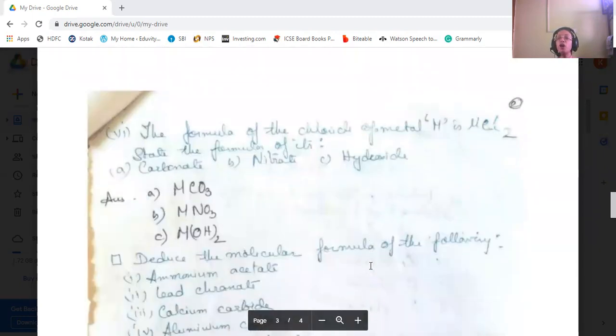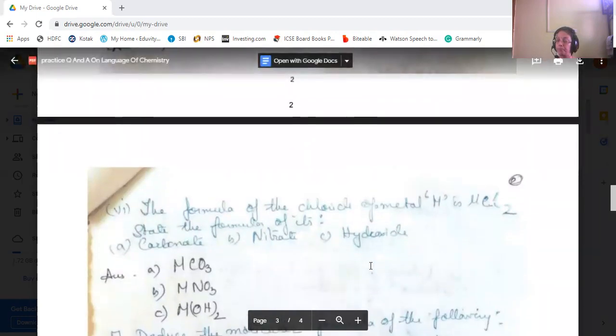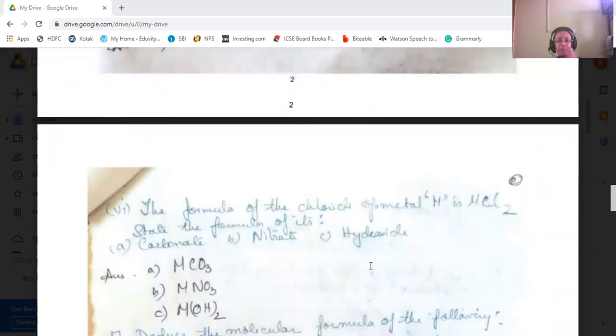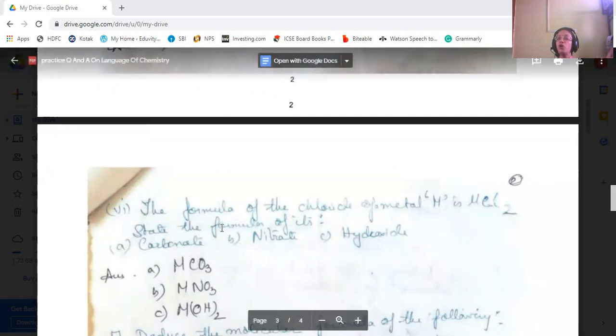Next is the formula of the chloride of metal M. It's a given metal M. The formula is written as MCl2. So what will be the valency of M? We know chloride has one valency, so M will have two valencies.